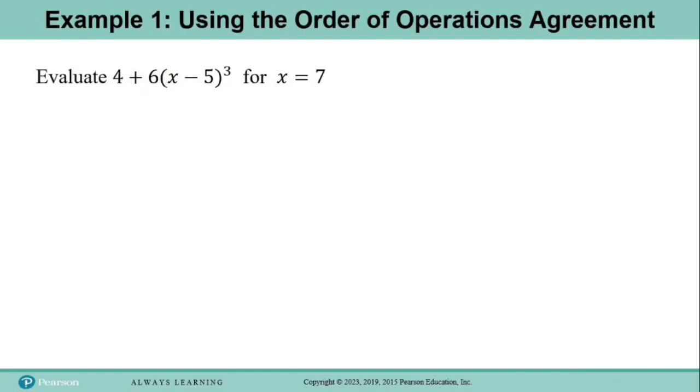Don't do any other math in your head, just substitute the 7 straight in there, and it will look like this. 4 plus 6 times (7 minus 5) all to the third power. Okay, now remember our order of operations agreement. So we do parentheses, then exponents, then multiply and divide in order from left to right, then add and subtract in order from left to right.